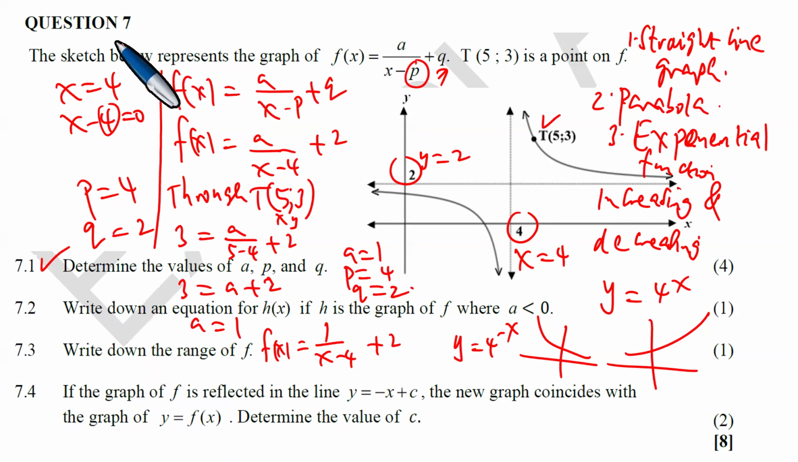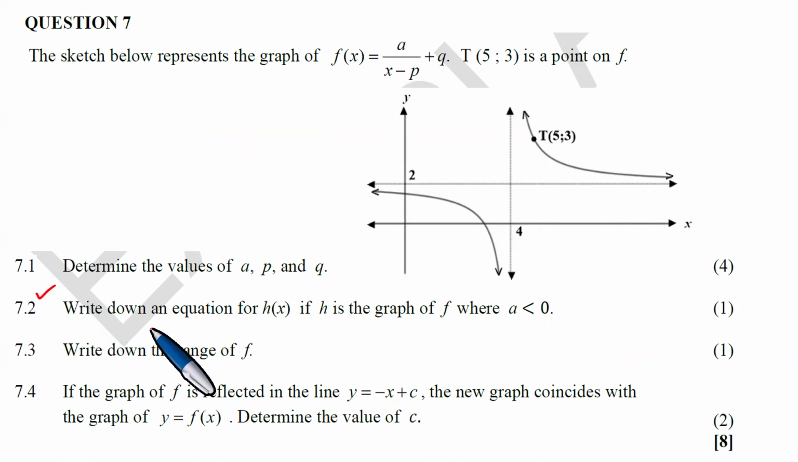This one is called the rectangular hyperbola. Write down an equation for h of x if h is the graph of f where a is negative. Let us look at this one, 7.2. To write down an equation for h of x if h is the graph of f where a is negative, let us continue to tackle this one, and we tackle it as follows.